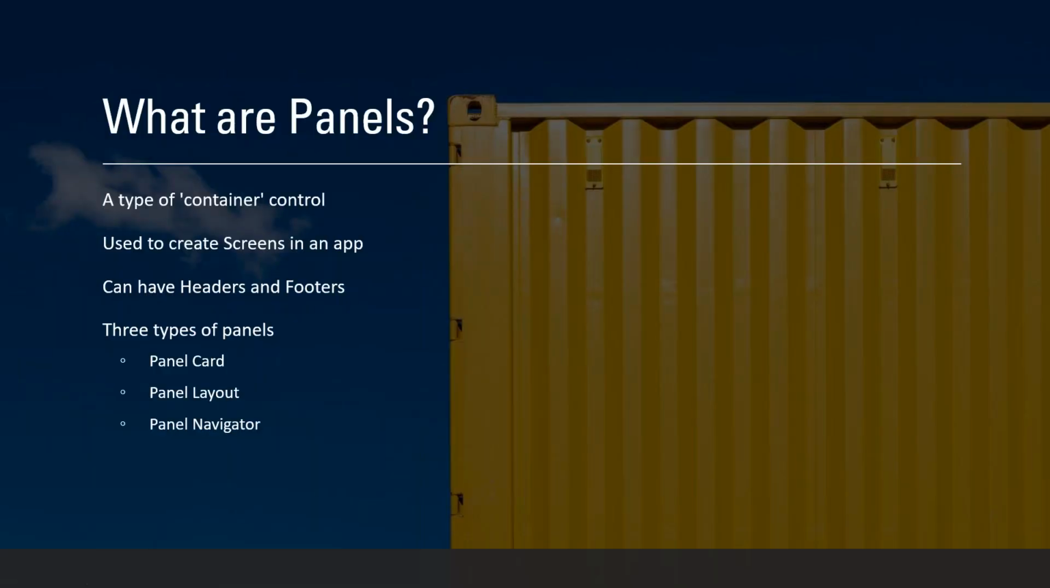And then we have three types of panels in Alpha Anywhere. We have the panel card, which is the thing that's going to contain your controls. And then we have two other types: a panel layout and a panel navigator. And we're going to go over what each one of those is and when you would use them right now.